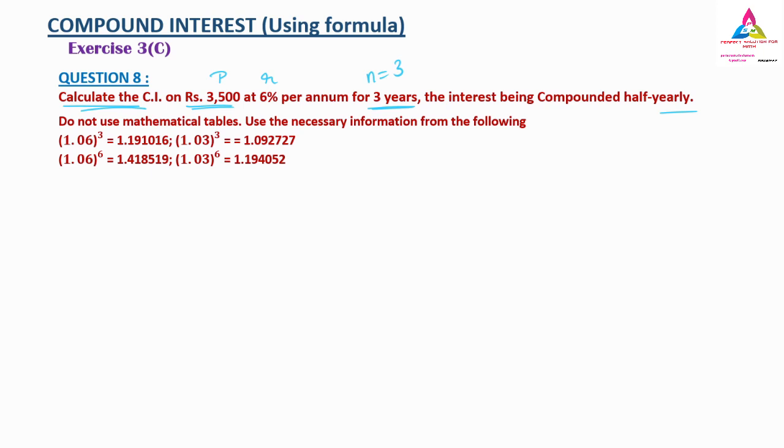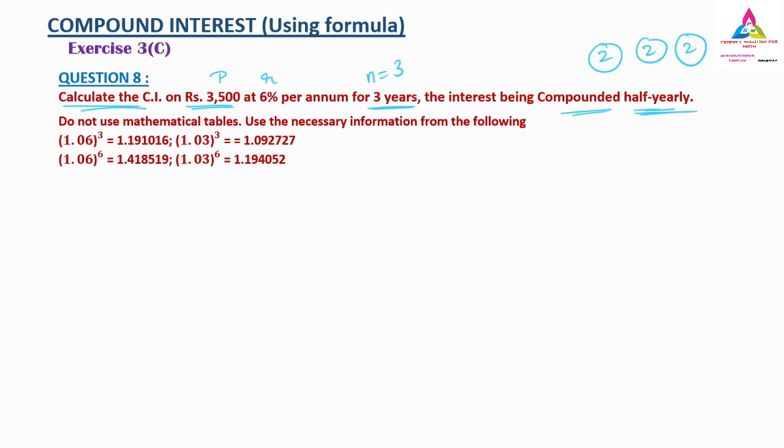But accurately, the n value will not become 3, it will become 6. Why is it so? Because the interest is compounded half yearly, not annually. Therefore, per year there are 2 interest periods: 6 months one interest, again 6 months another interest. So one year has 2 times, the second year 2 times, and the third year 2 times. Totally you are going to find 6 times, so the n value will become 6.